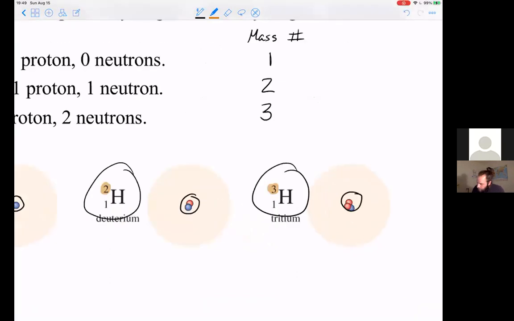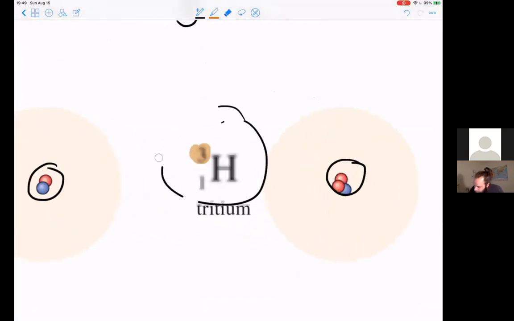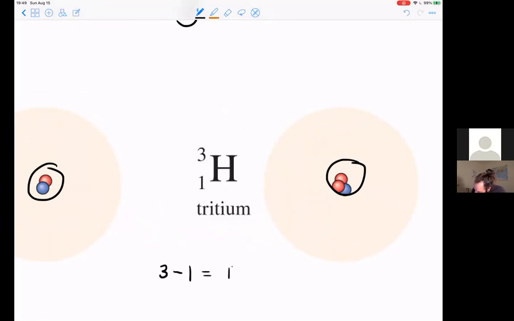If I was just given this and I asked you how many neutrons are in this isotope, you would have to take the mass number of 3 and subtract the number of protons to get the number of neutrons, which in this case would be 2, right? So this is now mass number minus the number of protons equals the number of neutrons.